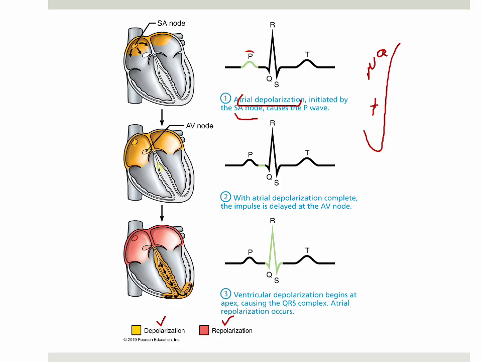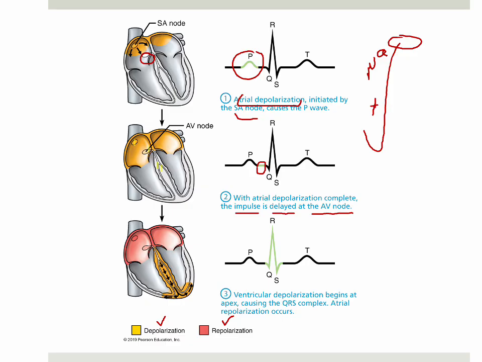Okay, and this is represented by the P wave. Then when that depolarization is complete, the impulse is delayed at the AV node. That impulse is delayed at the AV node, and that is why this piece is shown here.